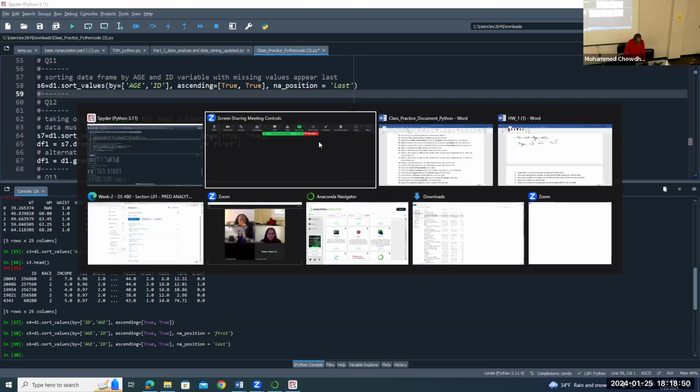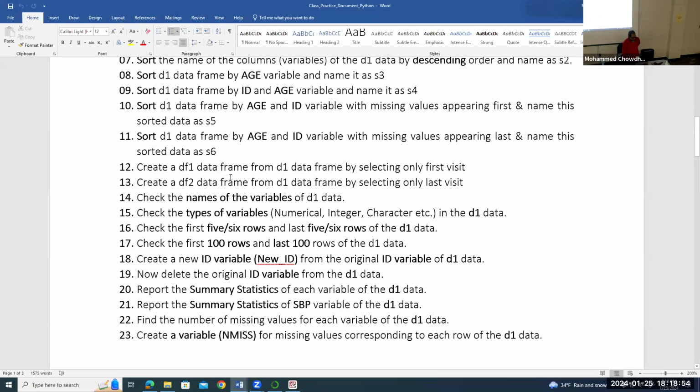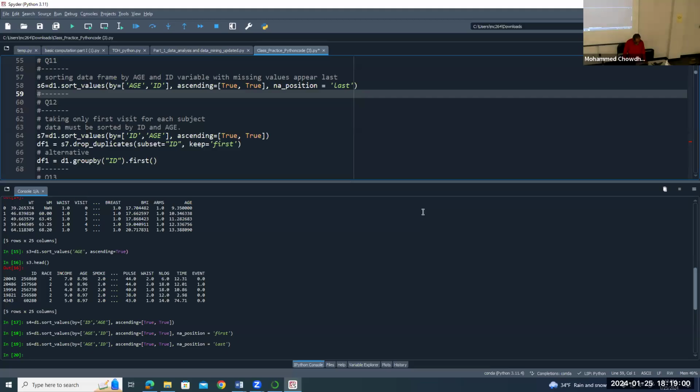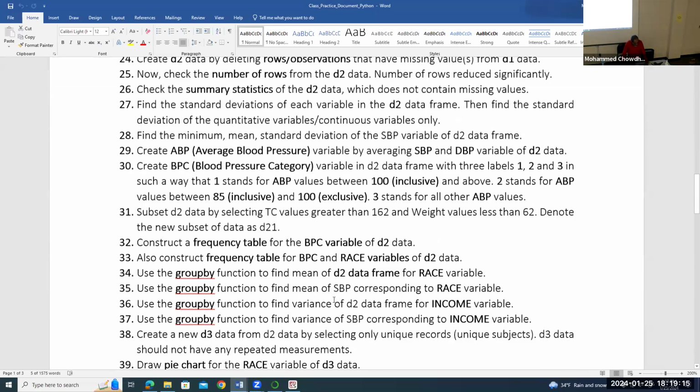Okay. Now question number 12. Create a DF1 data frame from D1 data by selecting only the first rows. Okay. Why select the first rows? Let me explain these things. Are you seeing this is what? A longitudinal data, right? What is the definition of longitudinal data? The definition of longitudinal data is that repeated measurements would be in there. For example, let me write something in there.